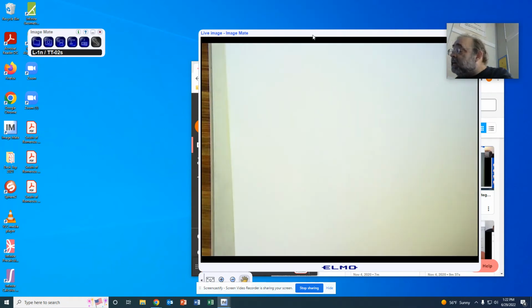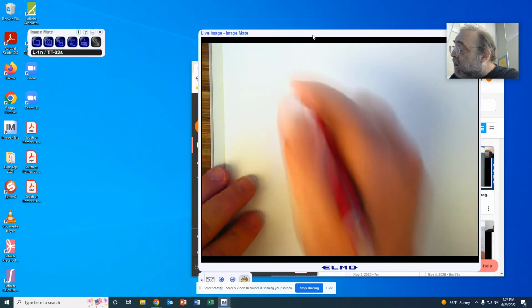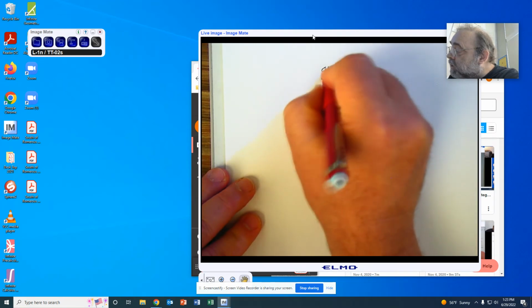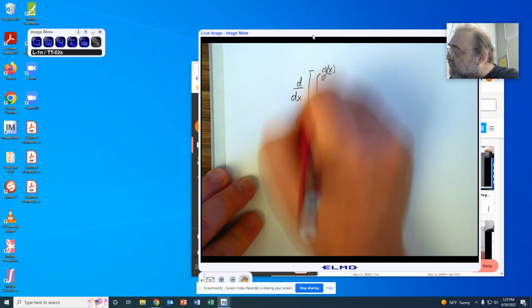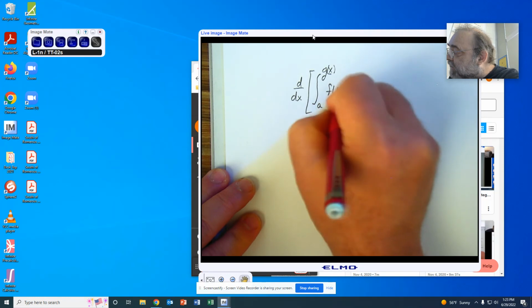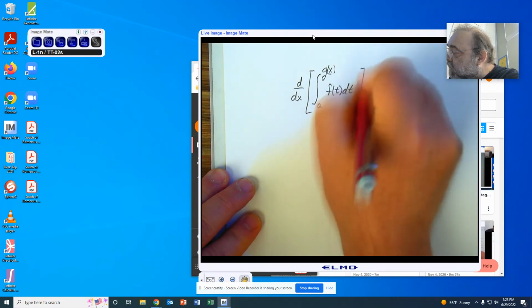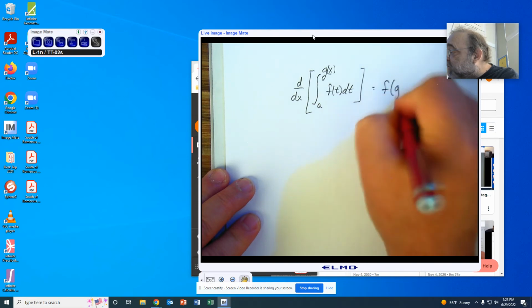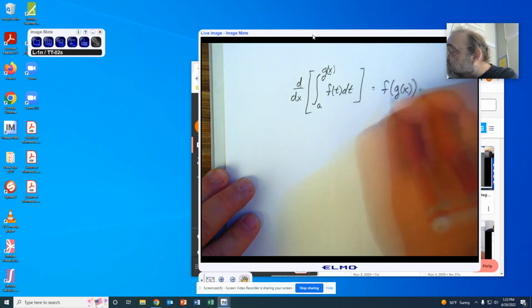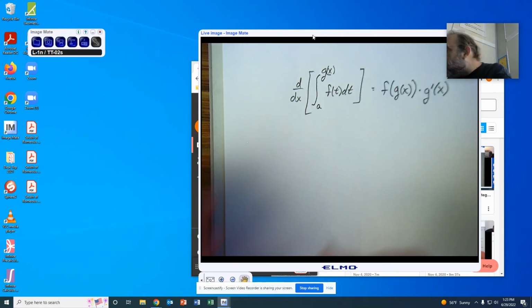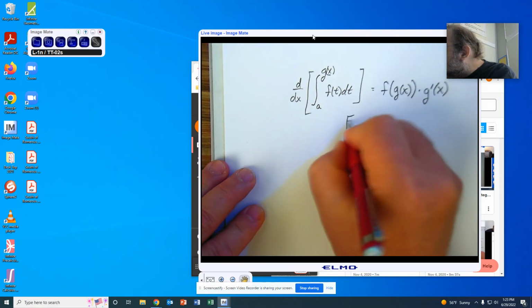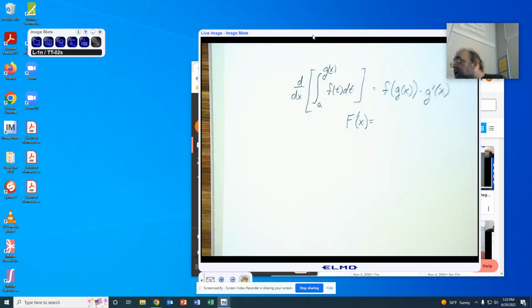Now, what did we just do? It's actually the second use of the chain rule. So if you look at it, the integral from a to g of x, take our derivative d dx, of f of t dt, we're getting f of g of x times g prime of x. And what we just found is the derivative in terms of x. That is the fundamental theorem of calculus part 2.